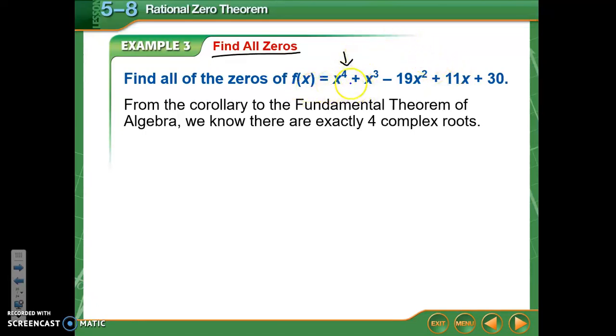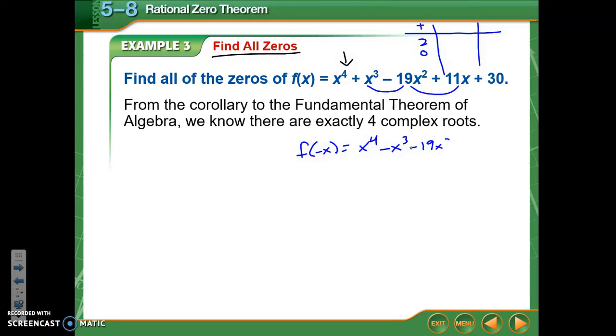Well, f of x, how many sign changes do I have? Here I go from positive to negative, and from negative to positive. So if we make our chart, how many positive real zeros could I have? 2 or 0. Then if I were to do f of negative x, x to the 4th would still stay the same. x cubed would become negative. 19x squared would stay the same. That would become negative 11x plus 30. How many sign changes do I have here? 1, 2. So for negative real zeros, I can also have 2 or 0.